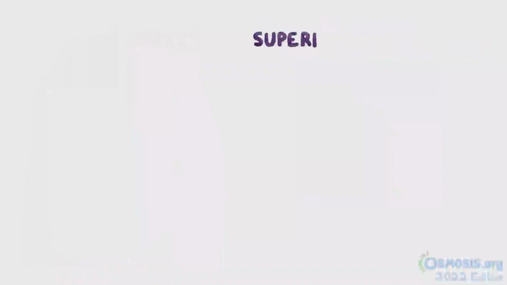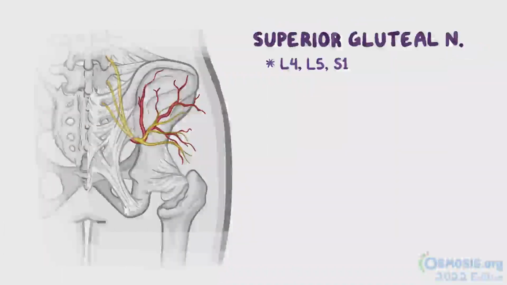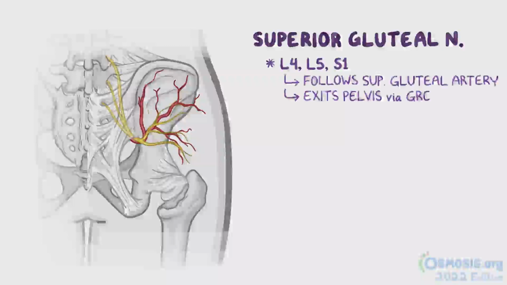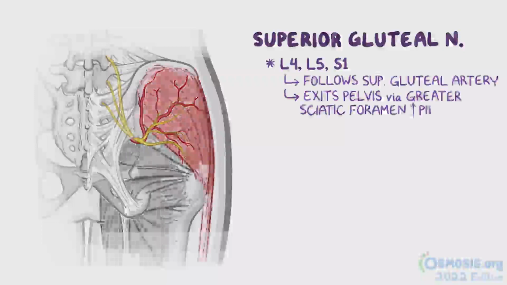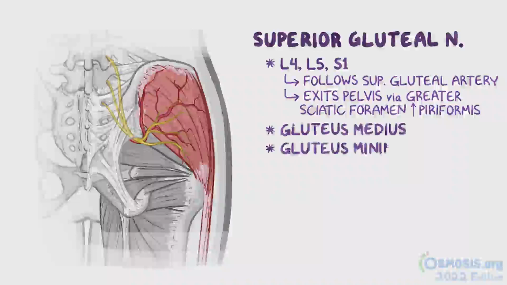Next, there's the superior gluteal nerve, which is formed by the L4, L5, and S1 nerve roots. The nerve courses laterally between the gluteus medius and minimus along the deep branch of the superior gluteal artery, and it exits the pelvis through the greater sciatic foramen above the piriformis muscle. It then goes on to innervate the gluteus medius, the gluteus minimus, and the tensor fascia lata. This nerve doesn't have any sensory function.